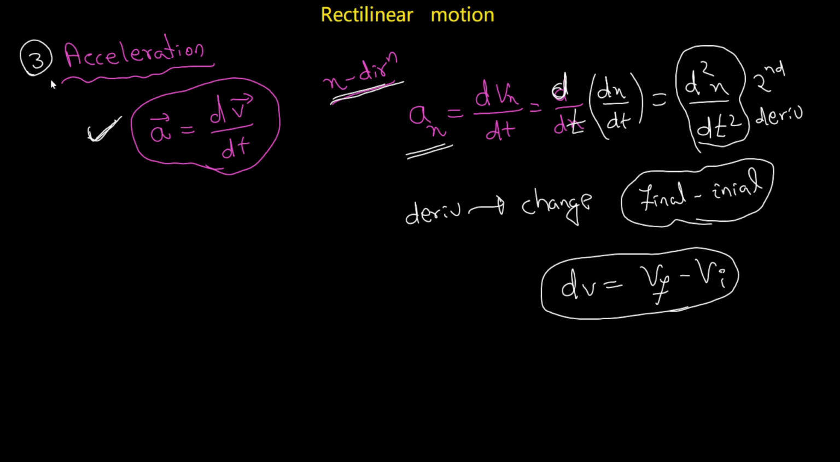So there are other terms like average acceleration. What is average acceleration? The total change in velocity divided by the total time taken, that will be the average acceleration. The instantaneous acceleration is nothing but the rate of change of velocity with respect to time at a particular instant.